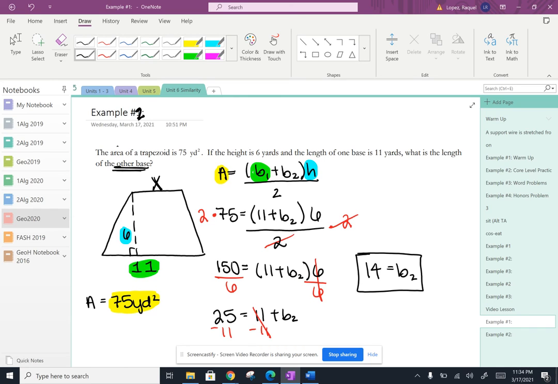And we can go ahead and just plug that back into our formula and make sure that we get an area of 75 to check our work.